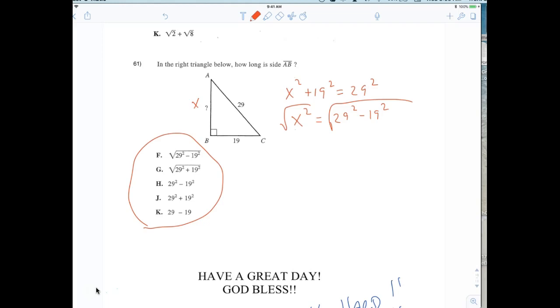Now, some people think that when you square and square root, if there's addition, they cancel. Do they cancel through addition? Never, ever, ever cancel through addition. So your only possible answer here is what? F.